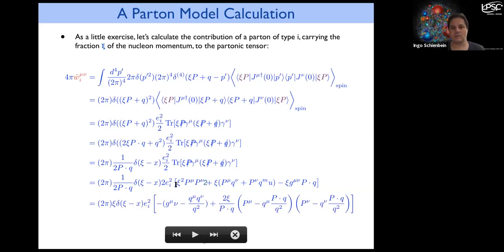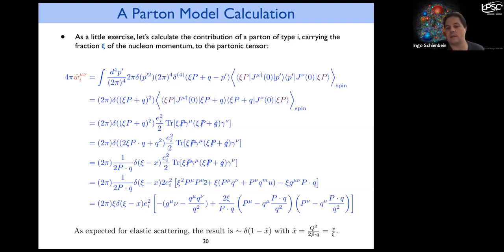And this expression inside the bracket can be rewritten in this form. Sorry, some indices got lost here. So this should be an upper index mu, and this should be a g mu nu, but I think it should be clear. And then, as expected, for elastic scattering, we get a delta function of 1 minus x hat, where x hat is the partonic equivalent of the Bjorken x. So it's x divided by psi here.